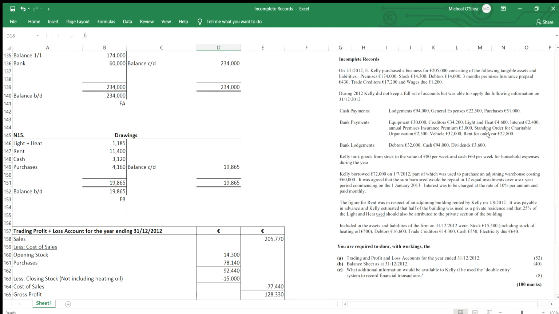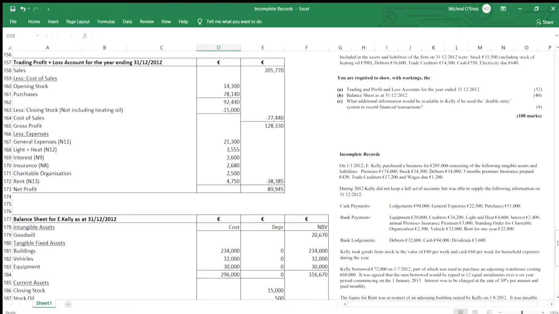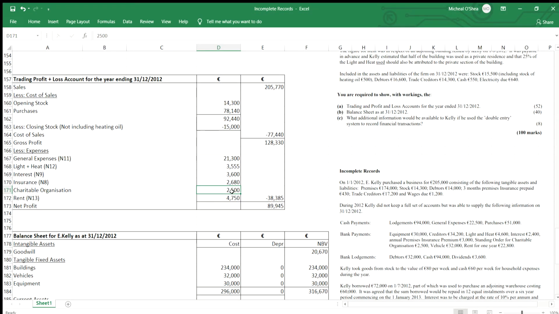Vehicle is a fixed asset. Rent we have dealt with. So out of all our payments, the one that we haven't yet changed and the one that needs to be included, the figure that's given is 2,500. So I'm putting that 2,500 in here for charity. My charitable organisation is 2,500. Add up all my expenses, gets me to 38,385. I take that away from my gross profit, and I'm left with a net profit at the end of 89,945. That's my net profit.